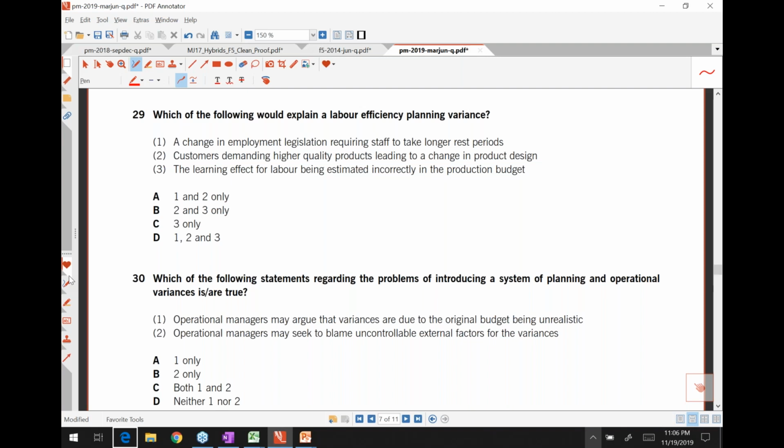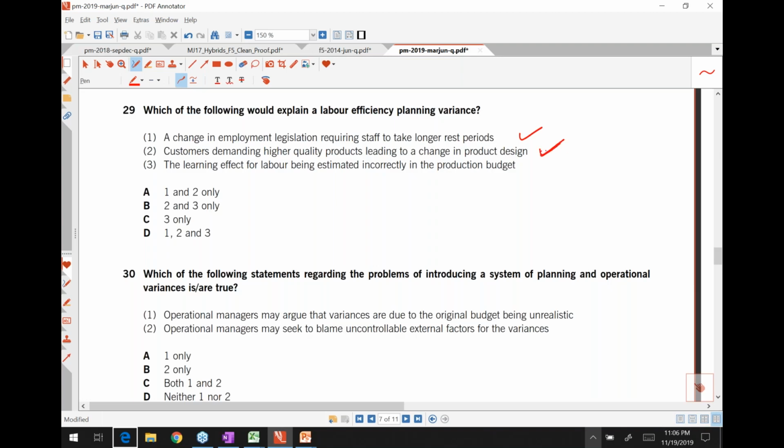Now, quickly, which of the following would explain a labor efficiency planning variance? A change in employment legislation requiring staff to take longer rest. Yes, this results in efficiency planning variance. Customer demanding higher quality products leading to change in product design. Will this lead to planning variance? Yes, because this will require more hours now.